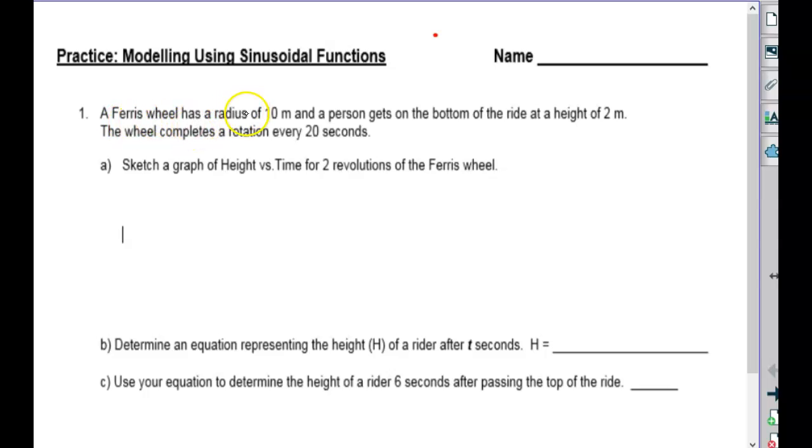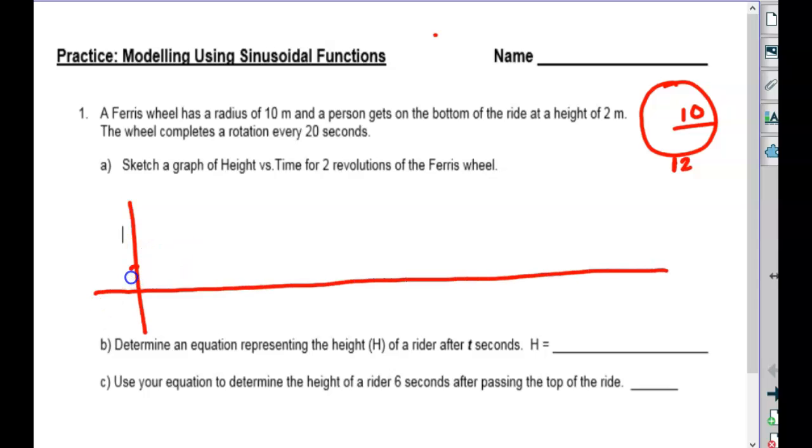A Ferris wheel has a radius of 10. Okay, so I'm going to draw it over here. That means 10 up, 10 down from the middle, right? Gets on the ride at a height of 2. So what's their minimum and maximum height? The 2, and if it's 2, oh, it's not 12. The maximum height, because this is 10 and this is 10, so up here would be 22.